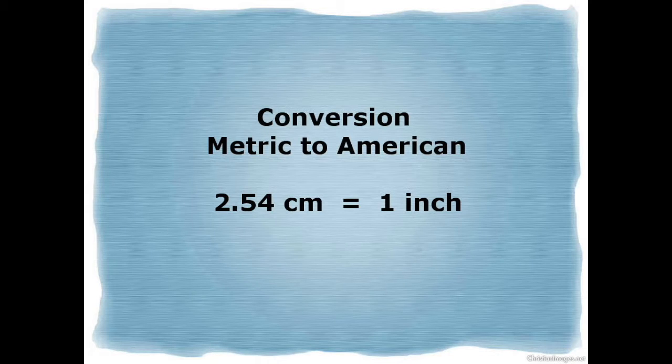Now that should be easy to memorize. Centi means what? 100. There are 100 cents in a dollar. There are 100 years in a century. So that should be how you remember that. Now the last thing that you need to know is how to convert metric to American. The easiest way to do that is 2.54 centimeters to 1 inch.